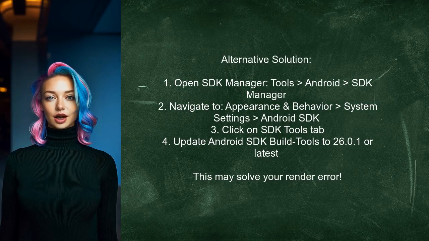First, go to Tools, then select Android, and open the SDK Manager. Next, under Appearance and Behavior, navigate to System Settings and choose Android SDK. Click on the SDK Tools tab and update the Android SDK build tools to version 26.0.1 or the latest available version. This step may resolve your render error.